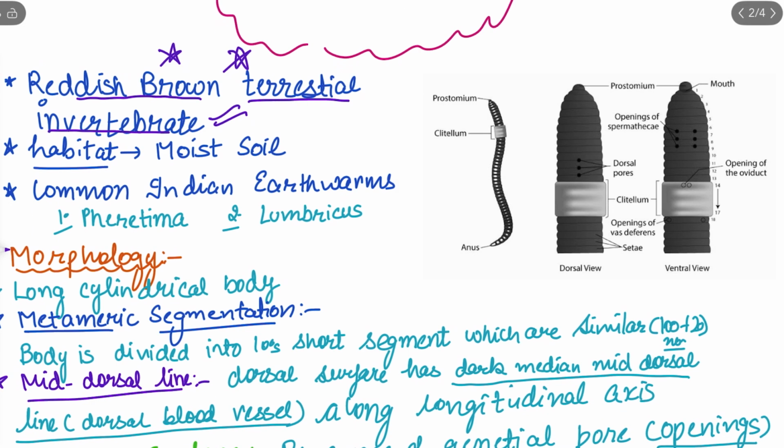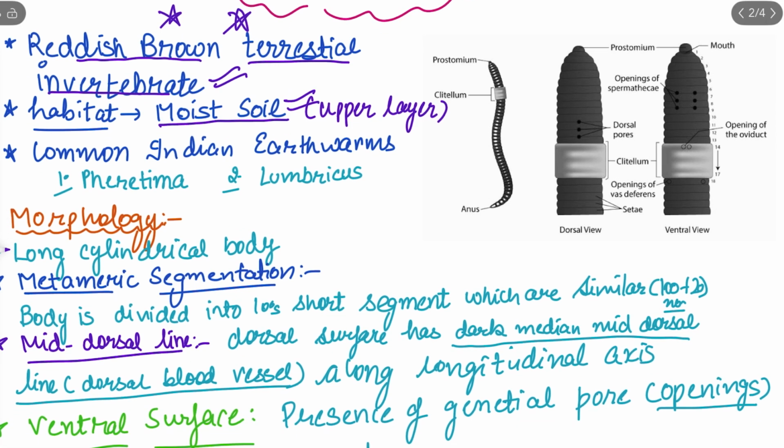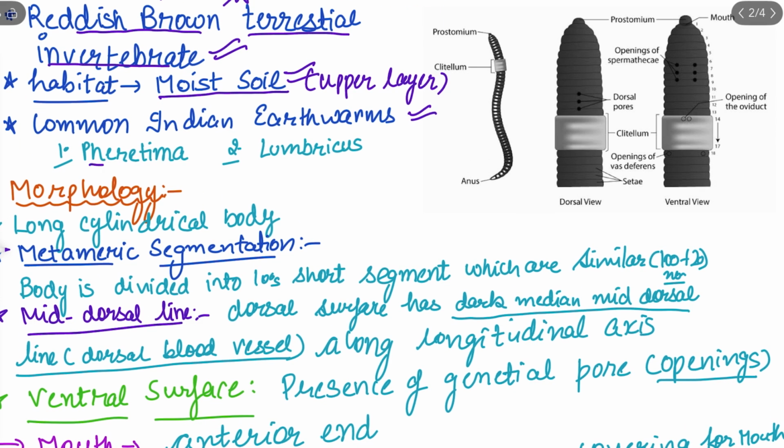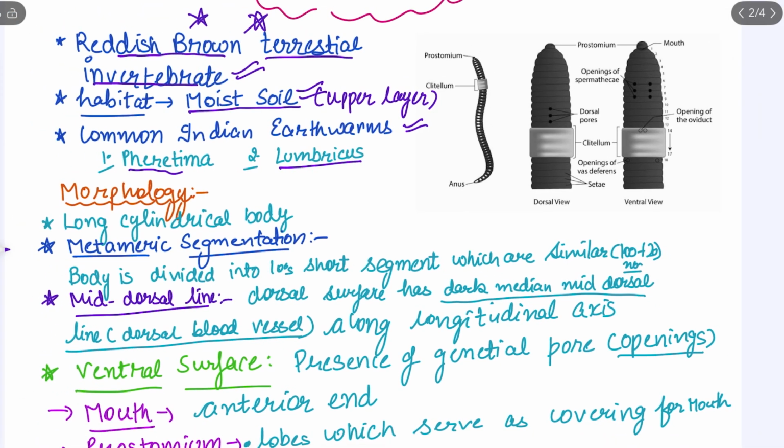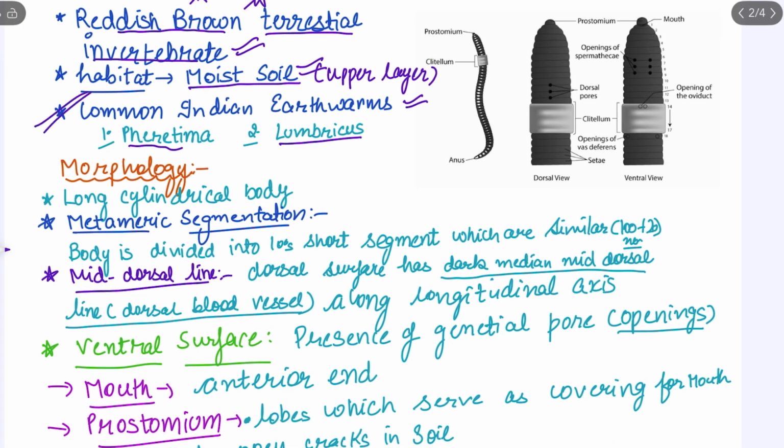Okay, and the habitat where they live is warm, moist soil. They are mostly found in the upper layer of soil. Next, we are going to talk about the Indian names. Common Indian earthworm names are Pheretima and Lumbricus. These are two common Indian earthworm names.